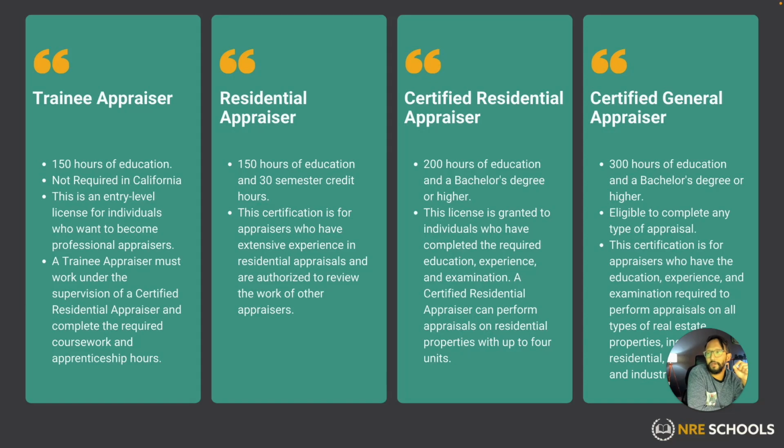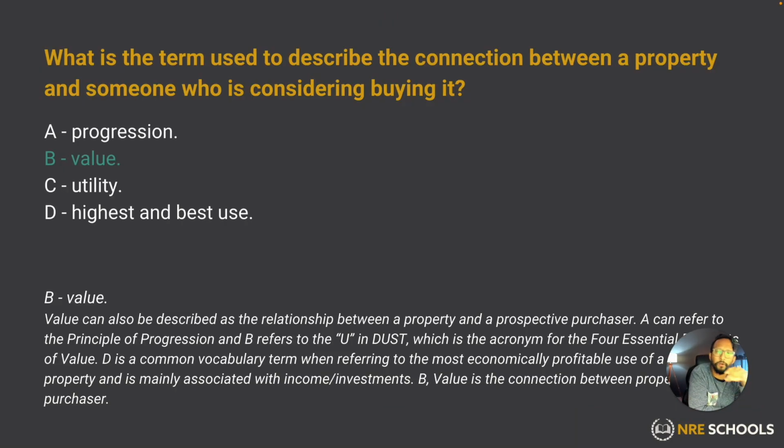The general one is the one that has the maximum amount of hours. This is the person that's going to do the commercial buildings, the investment properties. This is the super detailed, higher cost, more detailed appraiser. Trainee, residential, and certified general. Well, certified residential appraiser is obviously residential too. So general, everything. So you got a question.